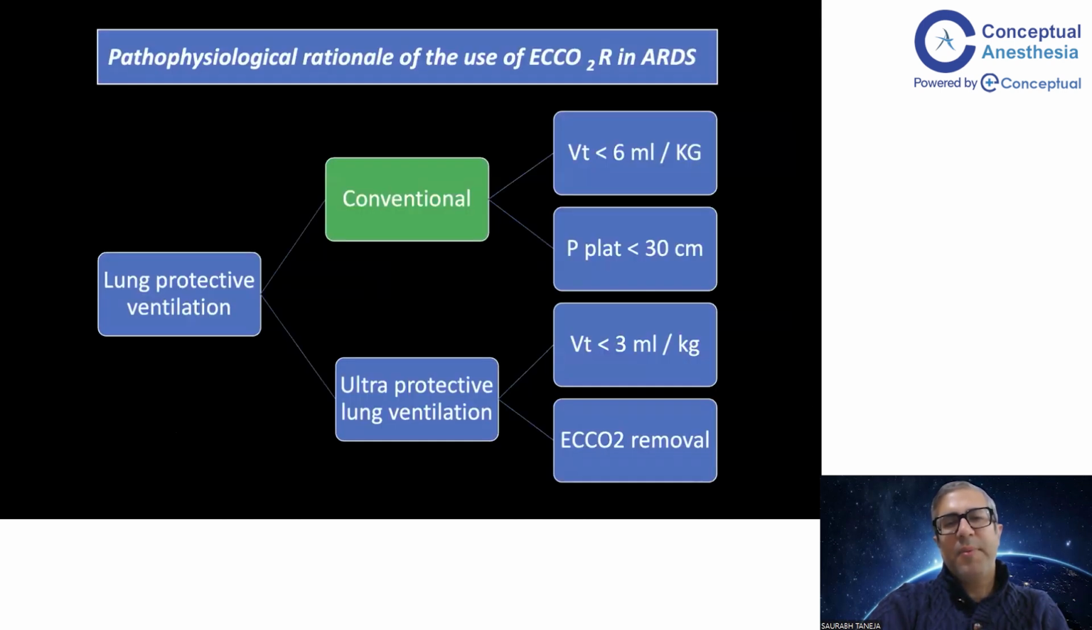This is ARDS patients. Conventional ventilation tells you that you do a low lung protective ventilation with a P plateau of less than 30 and a tidal volume of less than 6 ml per kg. But especially in severe ARDS, if you can go to a lower tidal volume, it is better. But the risk is hypercapnia. So for hypercapnia, you have a device which is extracorporeal CO2 removal.